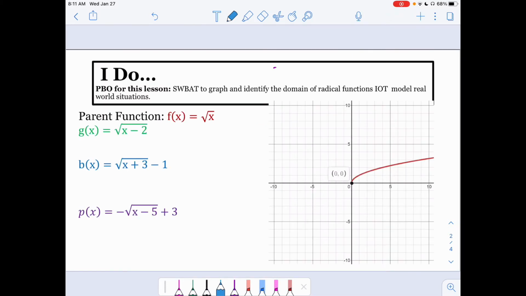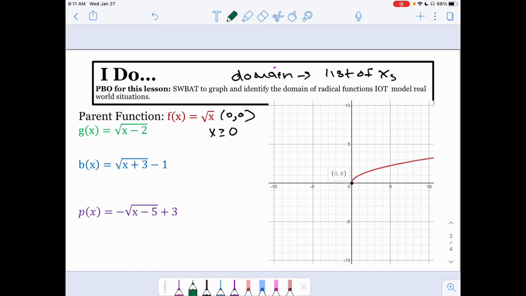The parent function is graphed in red. Notice that it starts at 0, 0, and it has a domain, a list of x's. Domain is our list of x's. All the x's greater than or equal to 0.